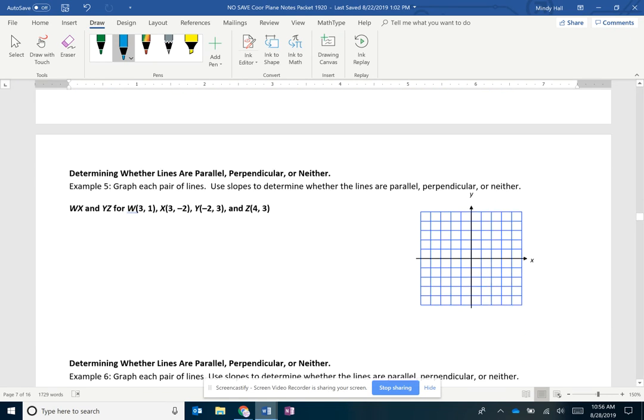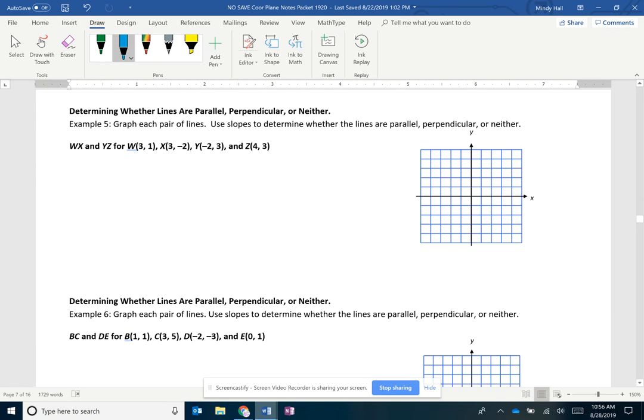So next one, we only got 2 more examples. We have WX. So 3, 1, and 3, -2. That gives us a vertical line. And then we plot -2, 3 for Y and 4, 3. Oh, and we have a horizontal line.